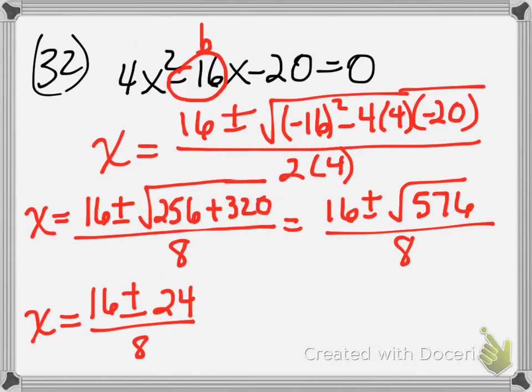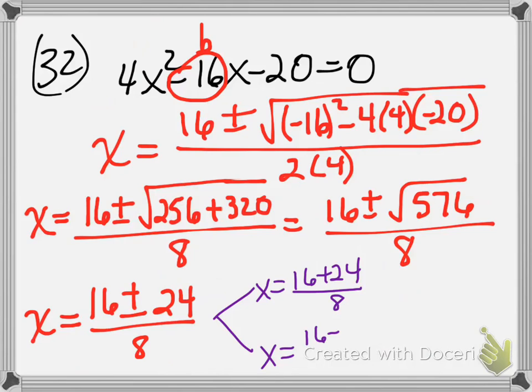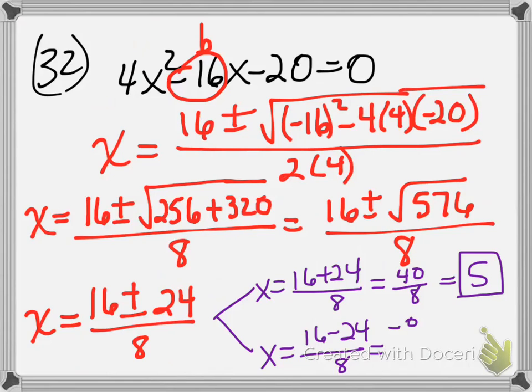So I have x equals 16 plus or minus 24 over 8, which means I can break this into two things. X equals 16 plus 24 over 8. X equals 16 minus 24 over 8. When I simplify this, 16 plus 24 gives me 40 over 8 gives me 5. So one solution is 5. And on the other one, 16 minus 24 is negative 8 divided by 8 is negative 1. So these are my two solutions.